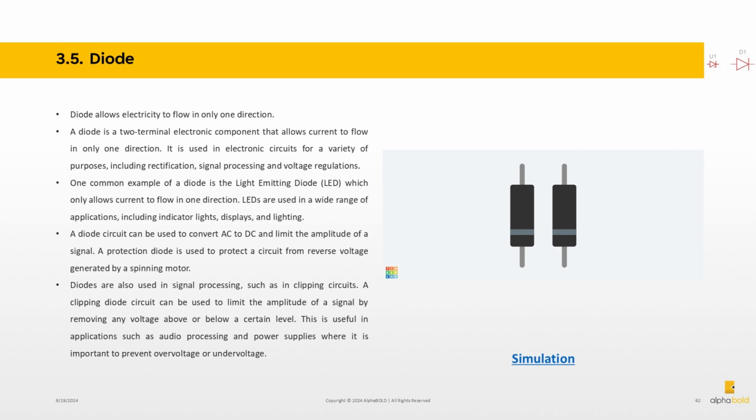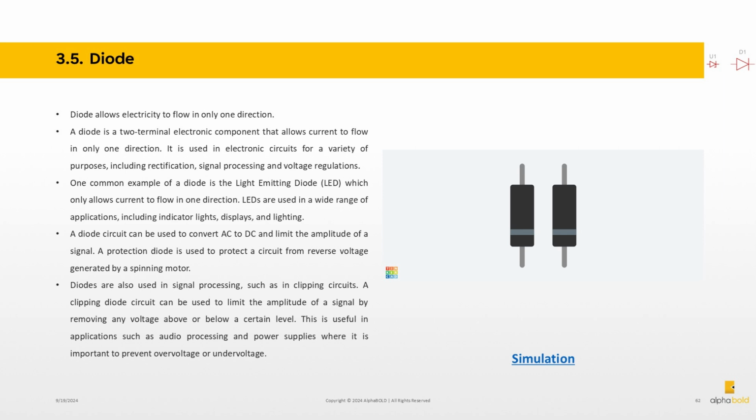One common example of a diode is the light-emitting diode, LED, which only allows current to flow in one direction. LEDs are used in a wide range of applications, including indicator lights, displays, and lighting. A diode circuit can be used to convert AC to DC and limit the amplitude of a signal. A protection diode is used to protect a circuit from reverse voltage generated by a spinning motor.